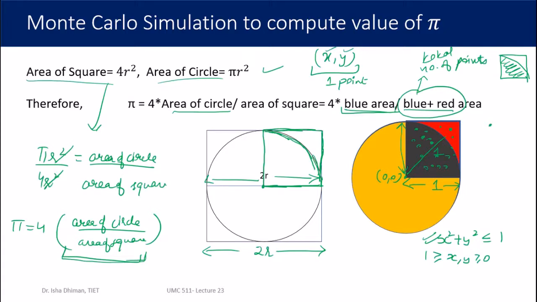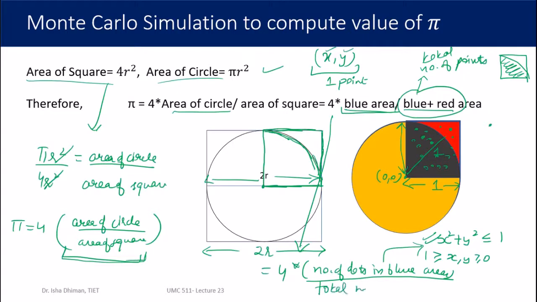So you just do this 1000, 10,000 times. By this way you will have the number of counts which you have got in the blue area. So this formula will give you 4 times the number of dots in blue area, means basically the number of points satisfying this condition divided by the total number of points or the simulation runs. So that's how we have computed the value of pi.